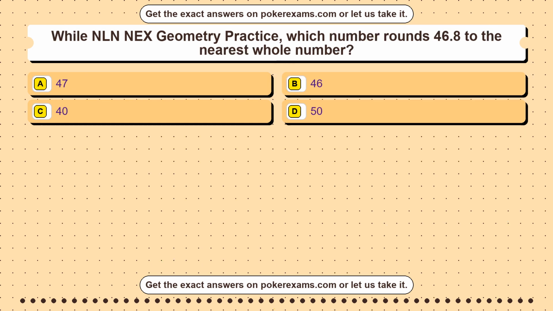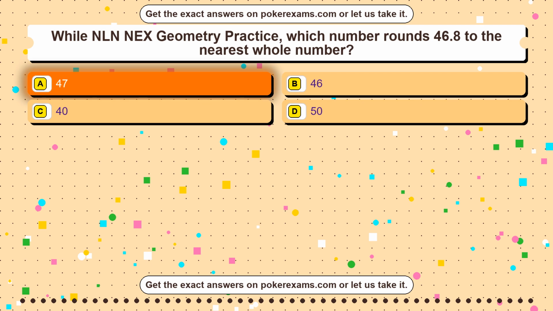Question 17. While get geography practice, which sentence has a misplaced modifier? Option A, running down the street, the backpack bounced on him. Option B, he ran down the street with a backpack. Option C, the backpack was on his shoulders. Option D, he carried the backpack carefully. The correct answer is option A.